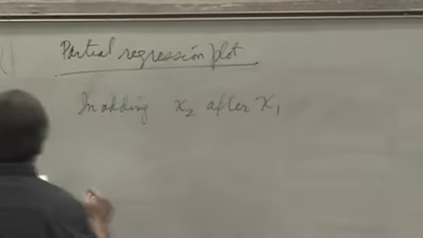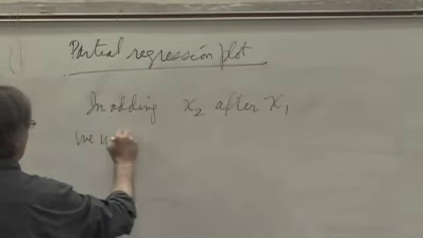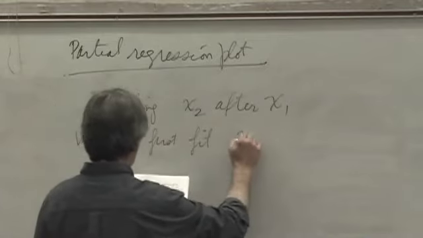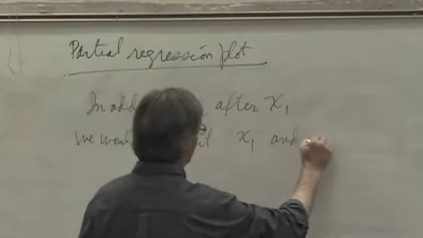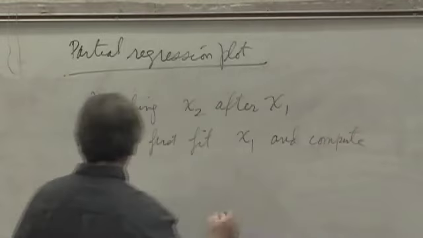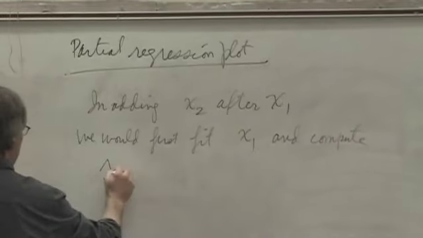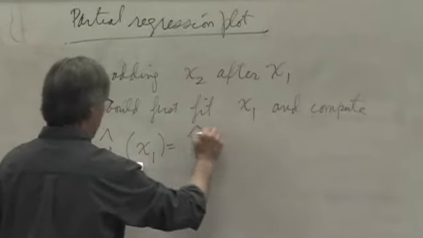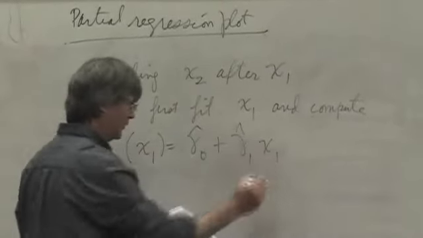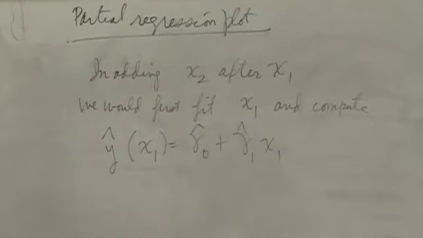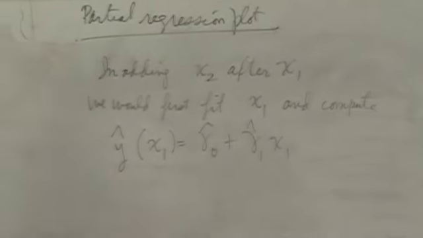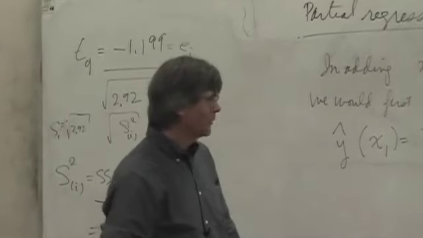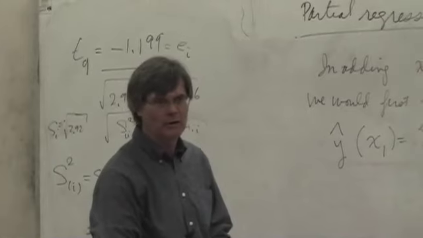We would first fit x1 and compute. There's kind of a lot of notation here, but it's not too bad. You're going to calculate y hat of x1 equals gamma 0 hat plus gamma 1 hat x1. He calls it theta 0 hat plus theta 1 hat x1. Since you hadn't seen theta yet, I used gamma. So this is the simple linear regression fit using just variable x1.